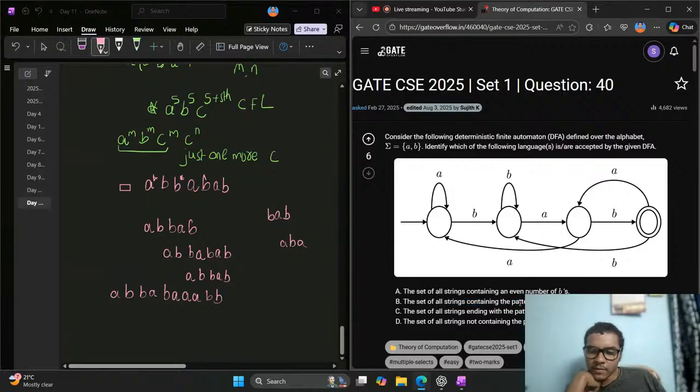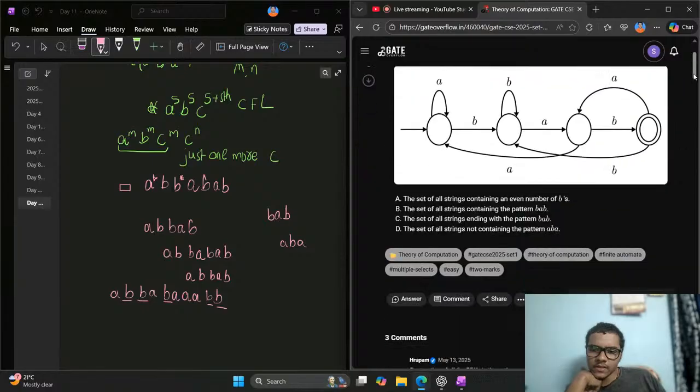but if you have BAB, you need to accept it. Even number of B's. 1, 2, 3, 4, 5. No, because there is a loop, you can always generate an odd number. So this is false. Yes, this is true. B and C.